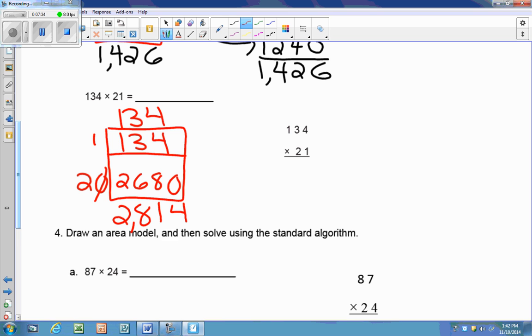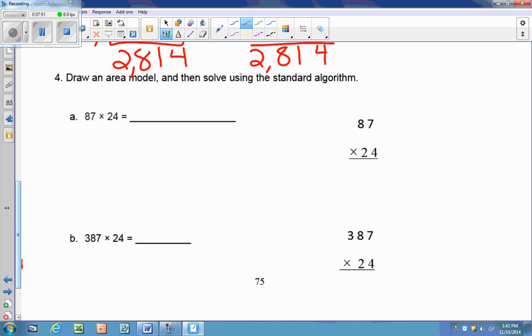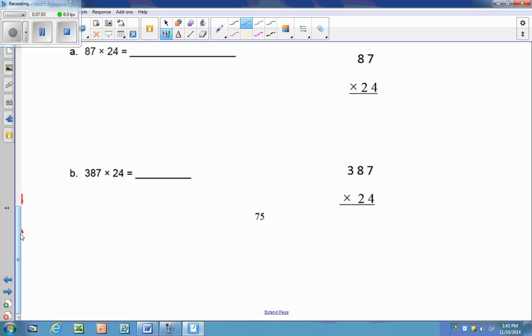And now I move over here and I do my multiplication. First row matches. Second row matches. And my two answers match. I'm now going to move on to question 4. Same thing, they want me to use the area model.